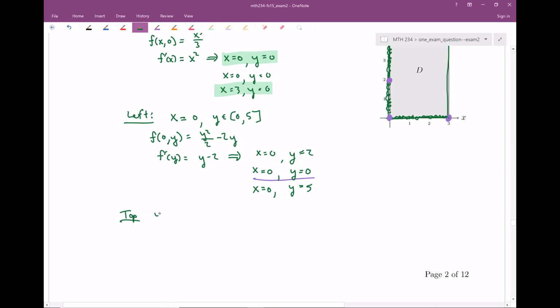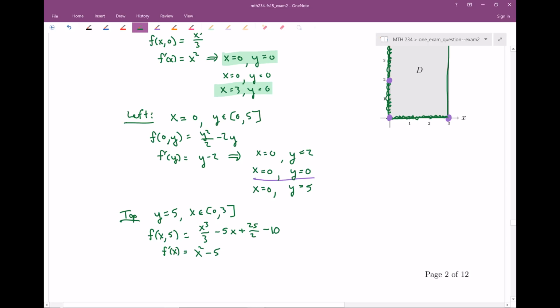So on the top, this is when y is equal to 5. And again, x is ranging between 0 and 3. So in this case, we have f of x comma 5. If we plug in 5 everywhere we see y in our function, we're going to get x cubed over 3 minus 5x plus 25 halves minus 10. Let's take the derivative of this with respect to our variable x. We're going to have x squared minus 5.